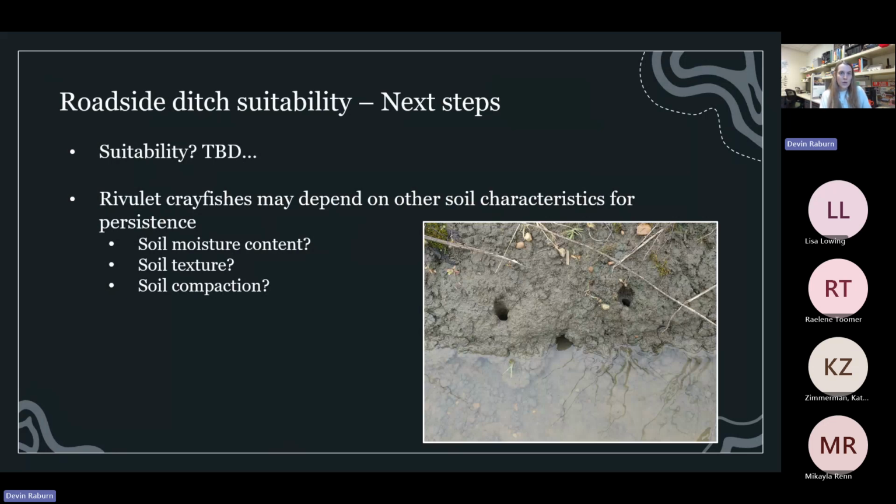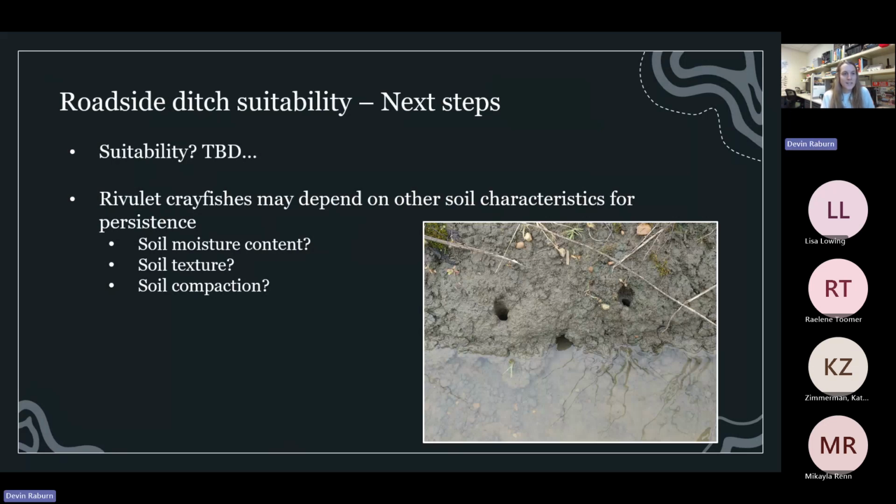Some other ideas are soil moisture content, soil texture, and soil compaction. And these are all factors that either we took data on in the field or we can get remotely as well. So these are all things that we can test to try to figure out and really pinpoint the difference between these 9 ditches that are holding rivulet crayfishes and the 50 odd something that aren't.